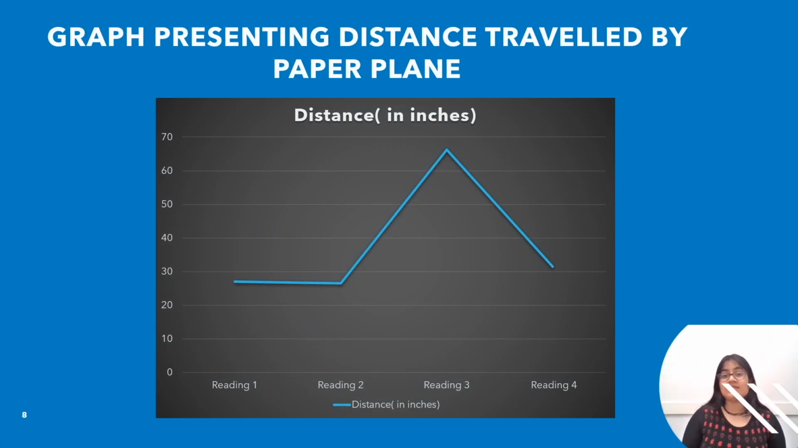Graph presenting distance traveled by plane. As there's a must step where it says that there should be a visual presentation of our observation, here I made a line chart which presents how the readings fluctuated. At first it was somewhere between 20 to 30, nearby 30. In the second reading it was somewhere below the first reading. In the third it was a huge peak, and at the fourth it came down. So here's a line chart, or I can say a visual representation of my observations.